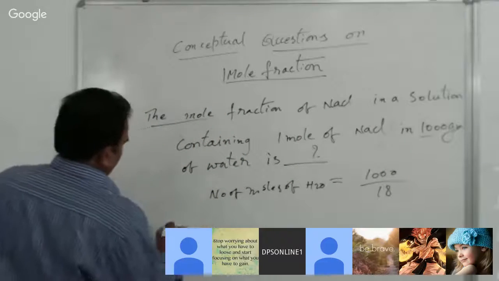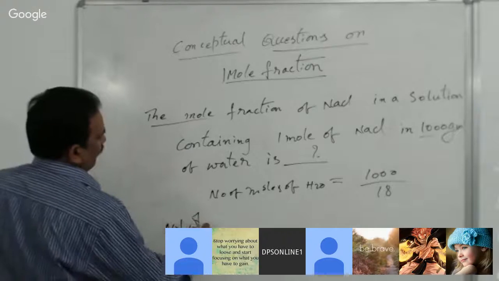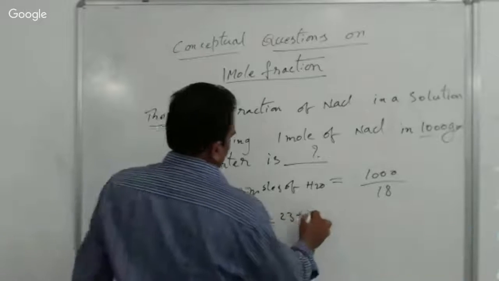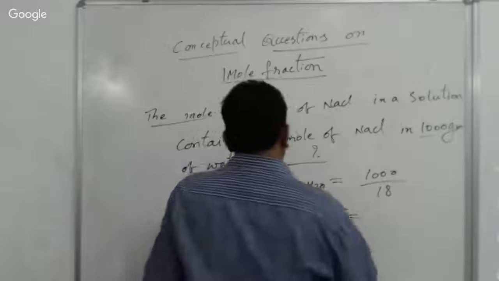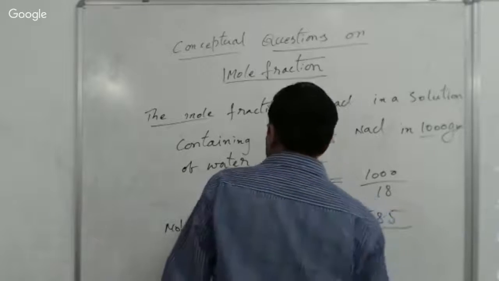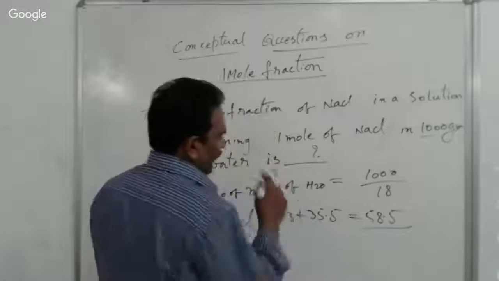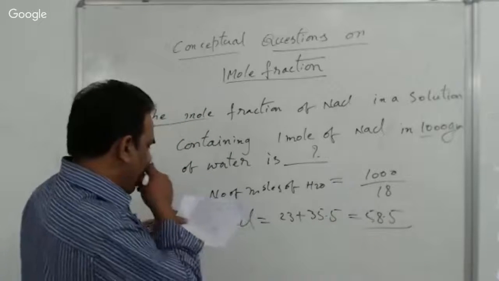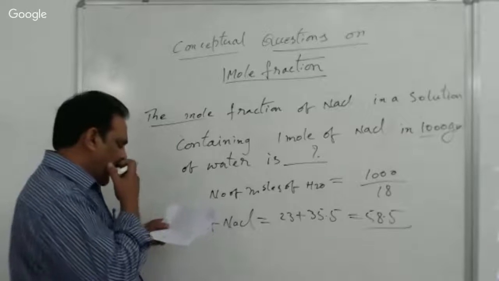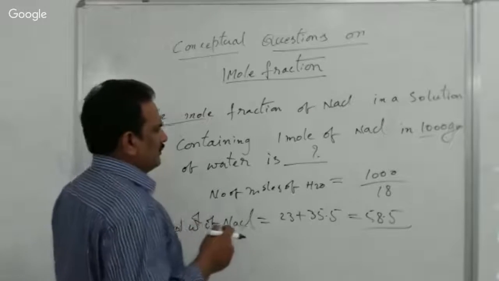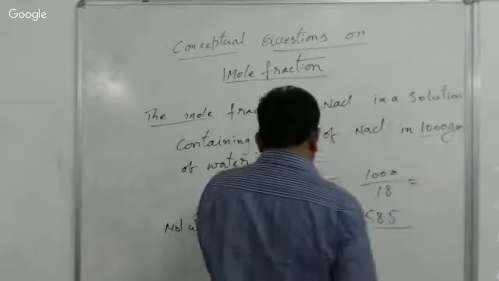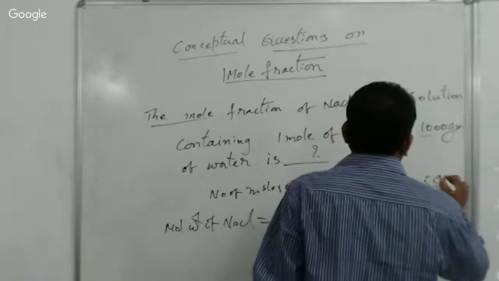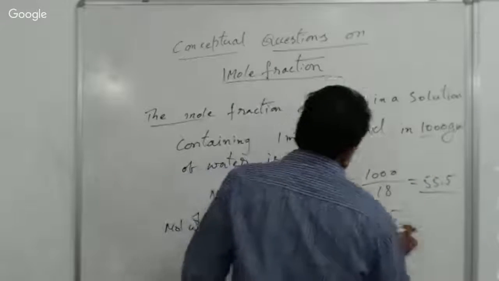Similarly, the molecular weight of NaCl: Na is 23 and Cl is 35.5, which becomes 58.5. So if I take 58.5 grams of NaCl, it's nothing but 1 mole. Here 1000 by 18 comes around 55.5. So 55.5 moles of water and 1 mole of sodium chloride.